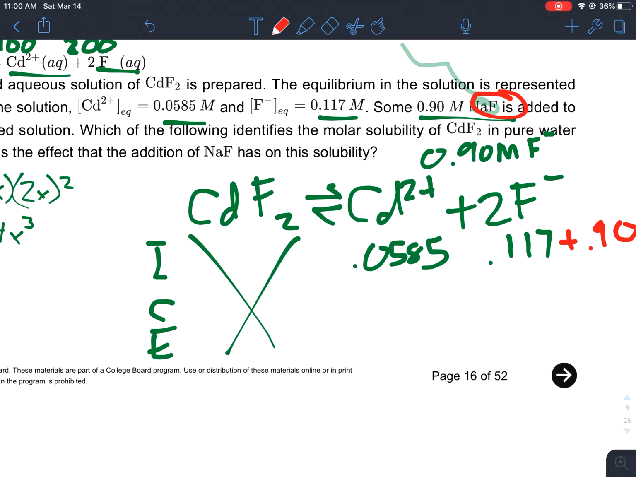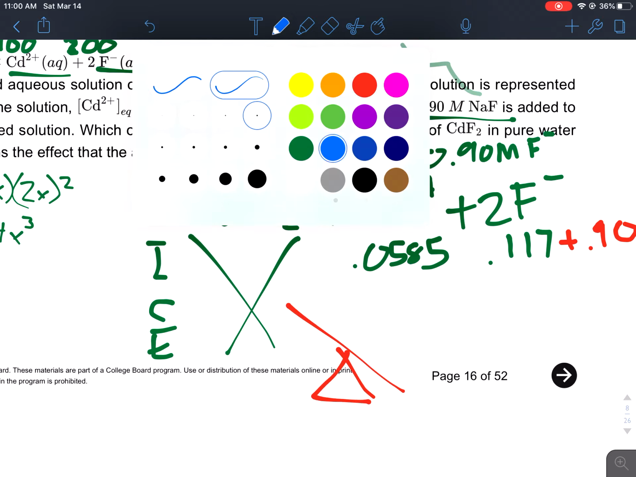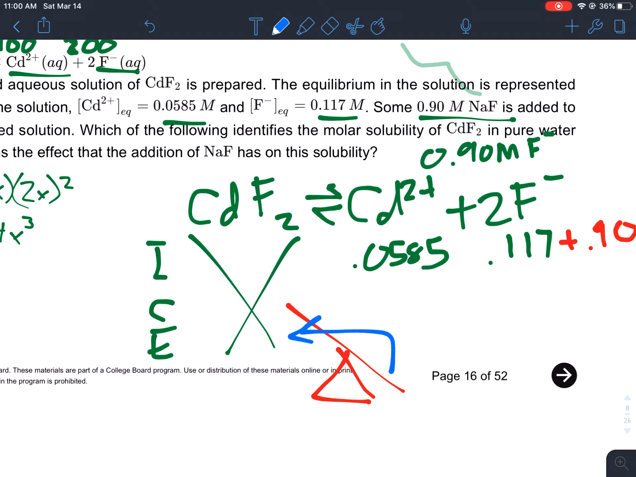Remember, the Na is a spectator, it goes away. Only the F minus sticks around, okay? So what did this do to equilibrium? It made the product side really, really heavy. So how does it get back to equilibrium? It will create more reactant to get back to equilibrium.